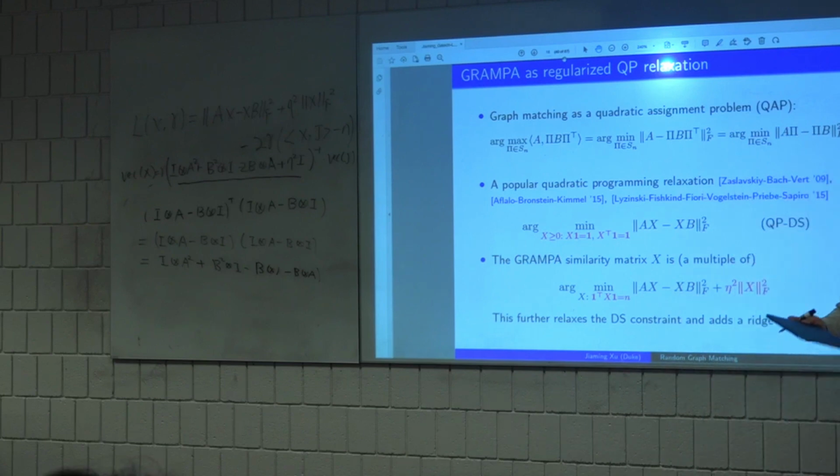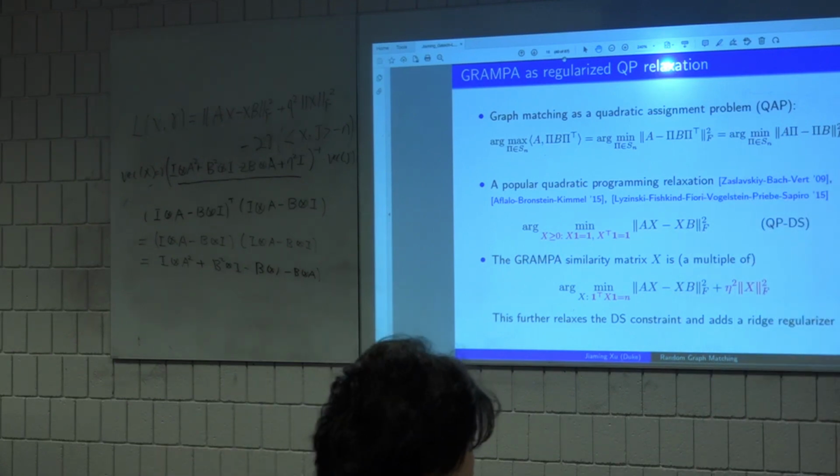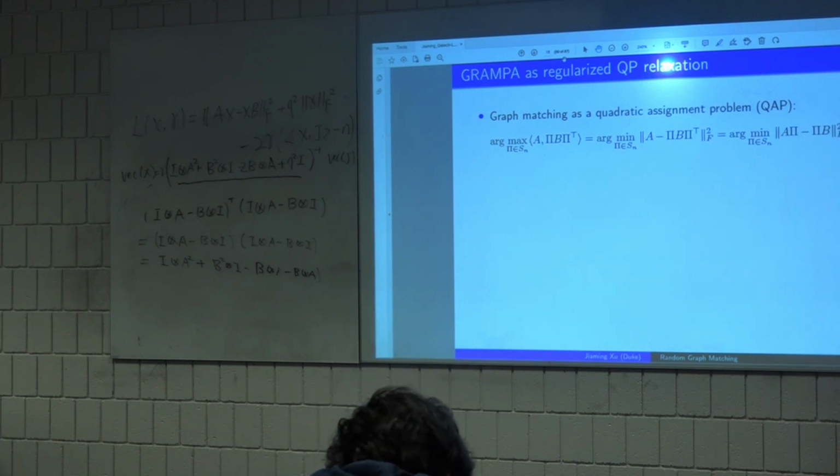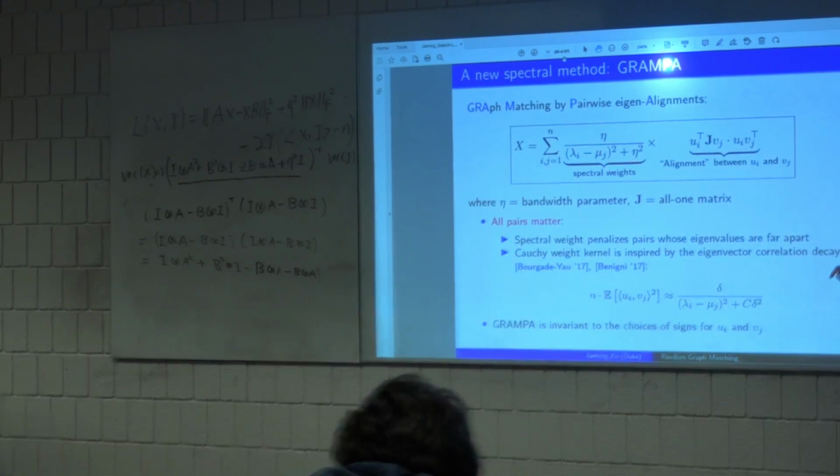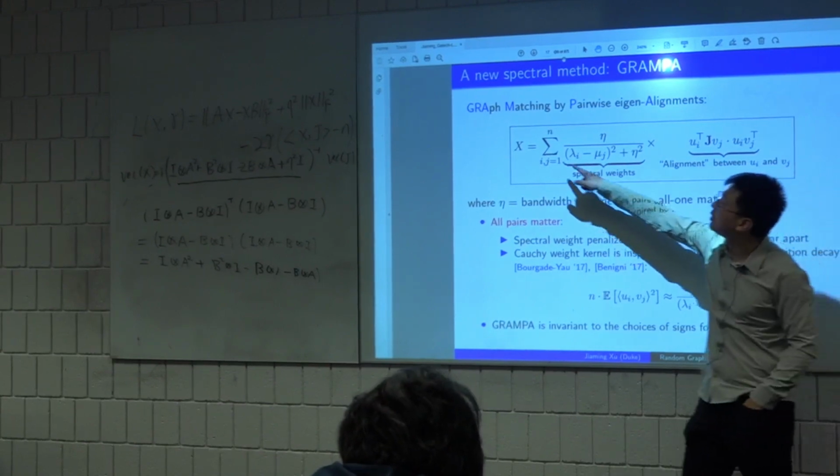So essentially what you showed is that if you solve this optimization problem, the solution of this is the X that you showed us in GRAMPA. Yes, up to some scaling. There's some scaling here, but it doesn't matter.